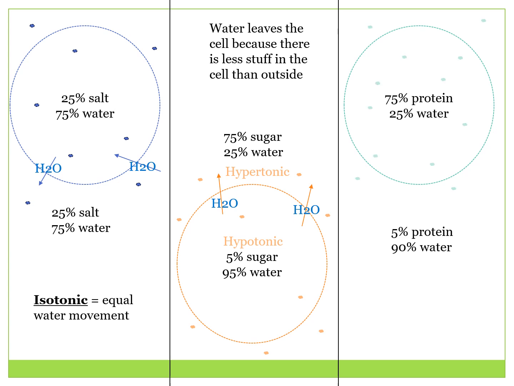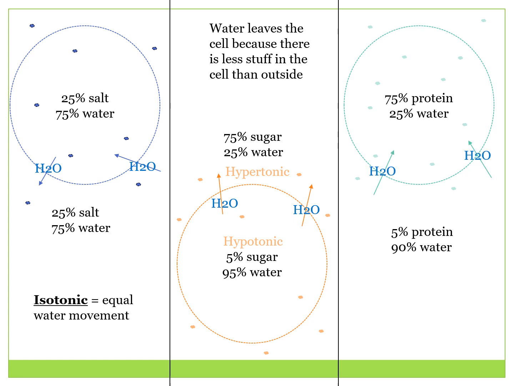The final cell that we want to talk about is going to be the reverse of that second cell, where we have a 75%, let's say, protein versus 25% water solution inside of the cell. So we have a lot of solutes, a lot of stuff inside of the cell versus outside the cell, which is a 5% protein, 90% water. So a lot of water is outside of the cell. What do we think is going to happen?